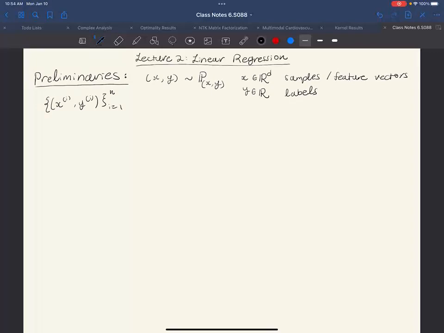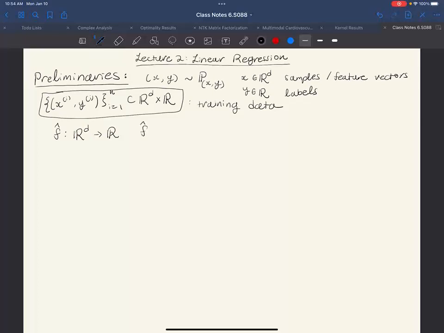And this is going to be some subset of R^d cross R. This is what I'm going to call my training data. Given this training data, what I want to do is learn some function, f hat, that's a map from R^d to R, such that f hat of x is approximately y for any pair of samples, x and y, drawn from my distribution.